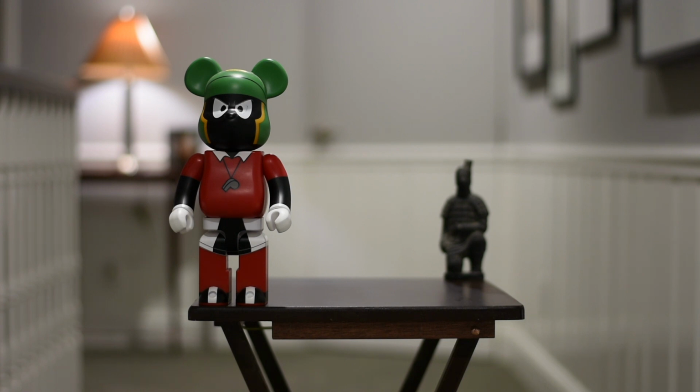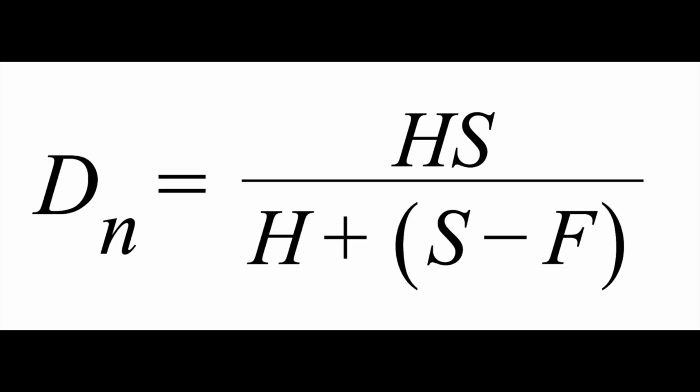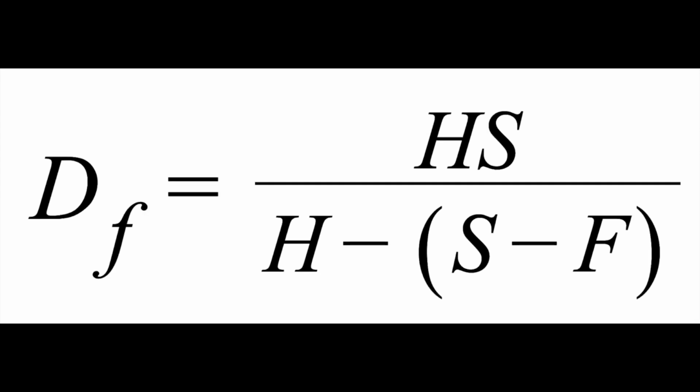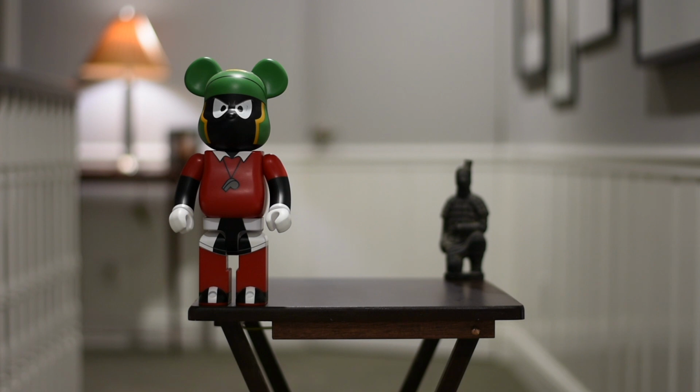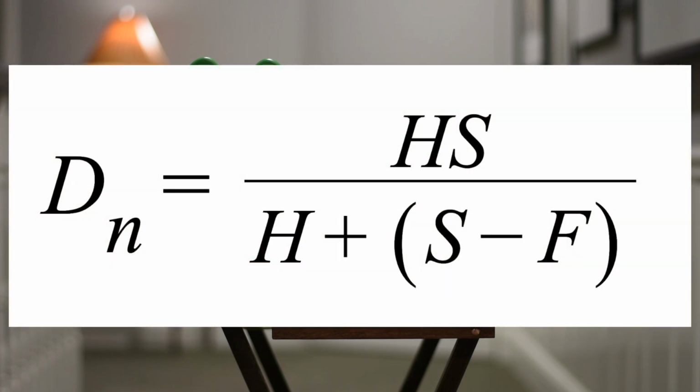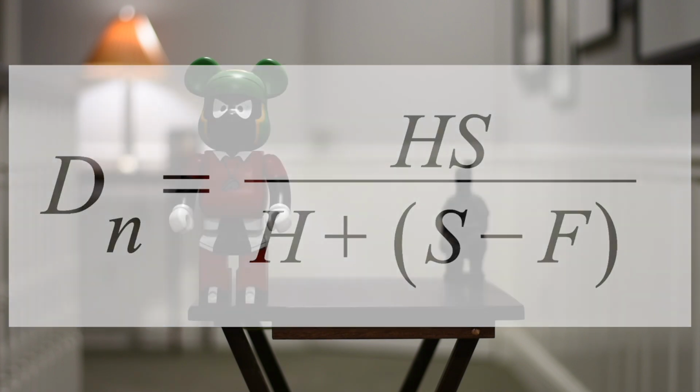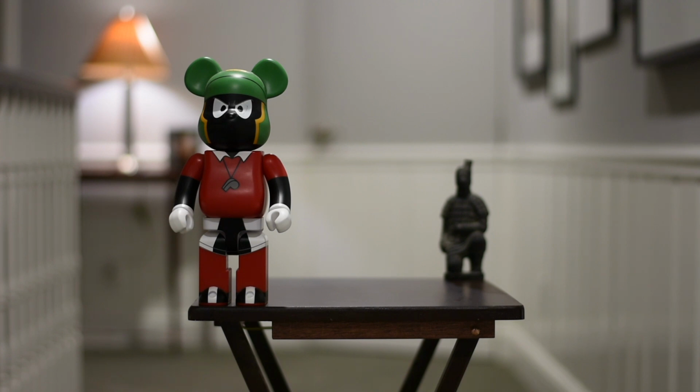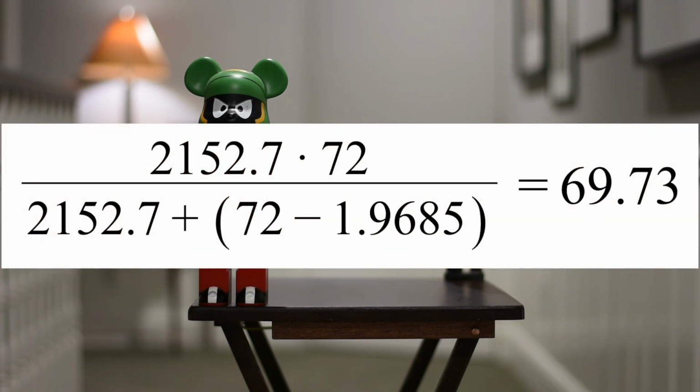All we need to do is find the camera near limit, known as the DN, and the camera far limit, known as the DF. Let's start with the DN. First, convert all the units to inches again. Hyperfocal distance times the distance from camera to subject divided by the hyperfocal distance plus the distance from camera to subject minus focal length of the lens. We plug in our numbers, we get 69.73 inches.